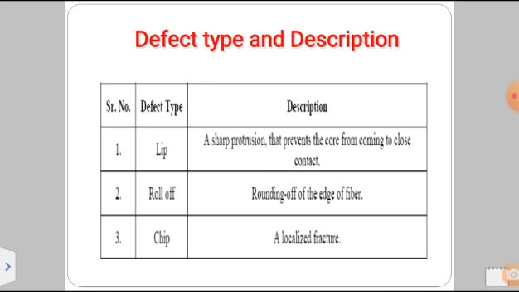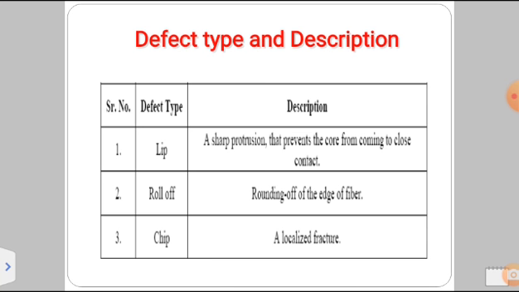Here the defect type is mentioned, and the description is also clearly given. The first defect is lip. Lip is nothing but a sharp protrusion that prevents the core from coming into close contact. Scientists call it lip. The second one is roll off. Roll off is another defect. The description is the rounding off of the edge of the fiber. Rounding off is a defect. It may be from the manufacturing process, or when you are splicing, when you are connecting, that leads to certain loss.